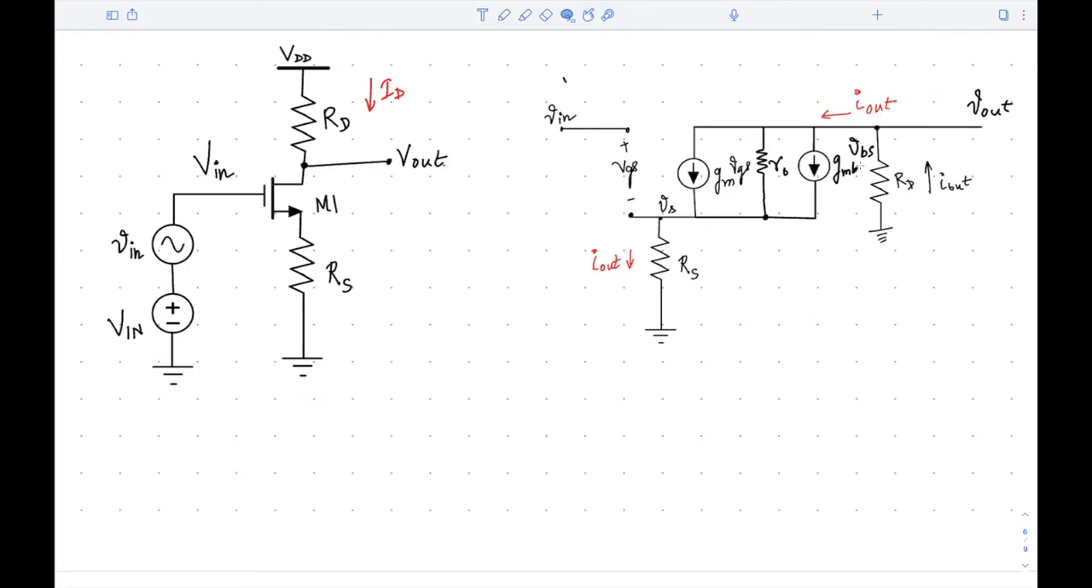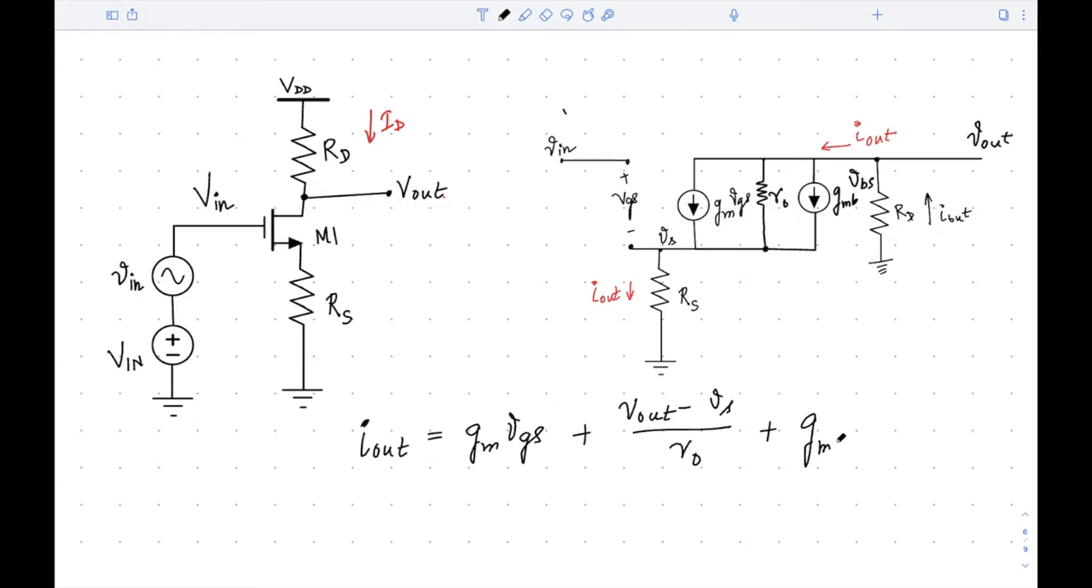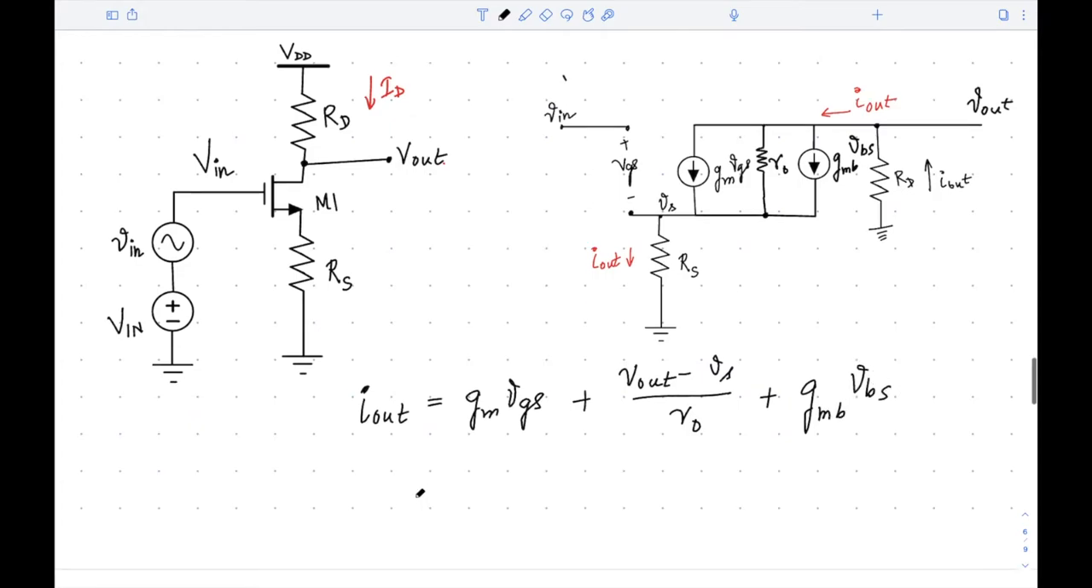If you see Iout now, it basically has three components: gm Vgs, the current flowing through RO, as well as the current gmb Vbs. So I can write Iout as gm Vgs, this component, and the current flowing through RO. The potential difference across RO is Vout and Vs, so it is Vout minus Vs divided by RO. The current flowing through this one is gmb into Vbs. Now let's substitute this Vgs as Vin minus Vs.